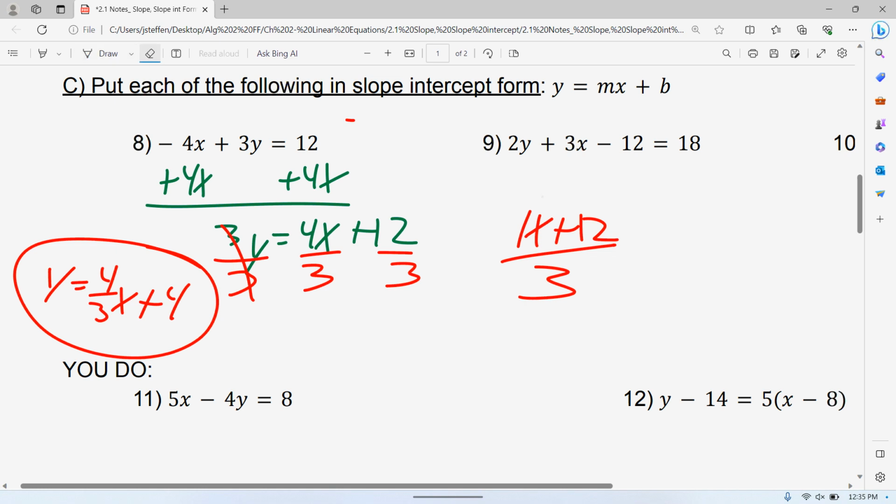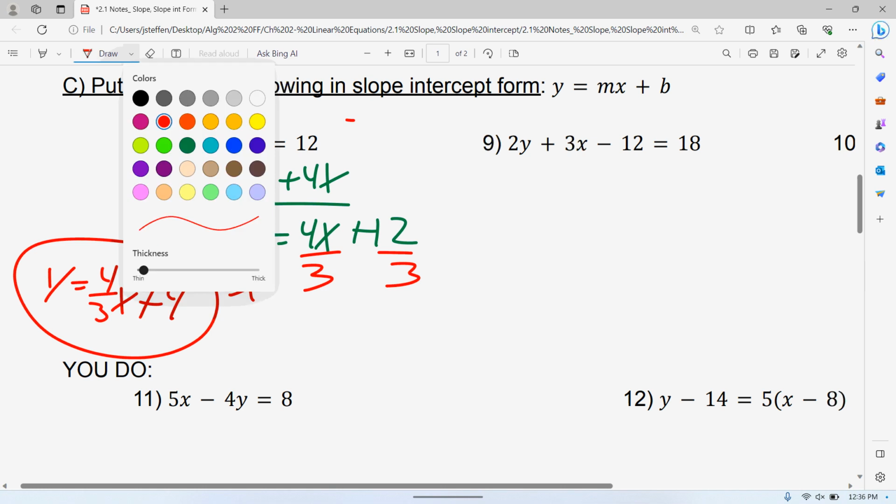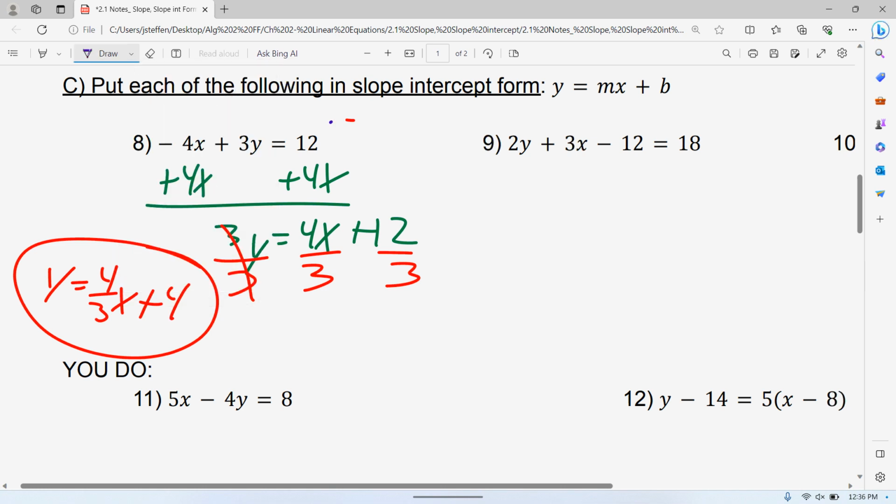So the next one's a little bit different, but it's still the same objective. We're getting that y by itself. So I'm going to add 12 to both sides. So I get 2y plus 3x is equal to 18 plus 12, which is 30.